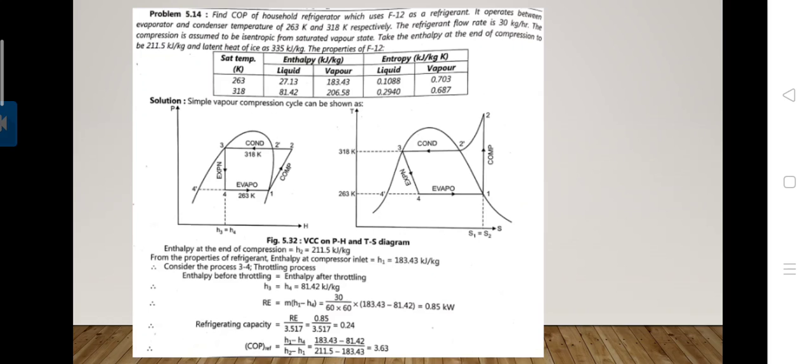335 kilojoule per kg. The properties of F12 are given at saturated temperature in Kelvin, enthalpy in kilojoule per kg and entropy in kilojoule per kg Kelvin. At liquid state and vapor state, the values of enthalpy and entropy for the saturated temperature are given in this table.